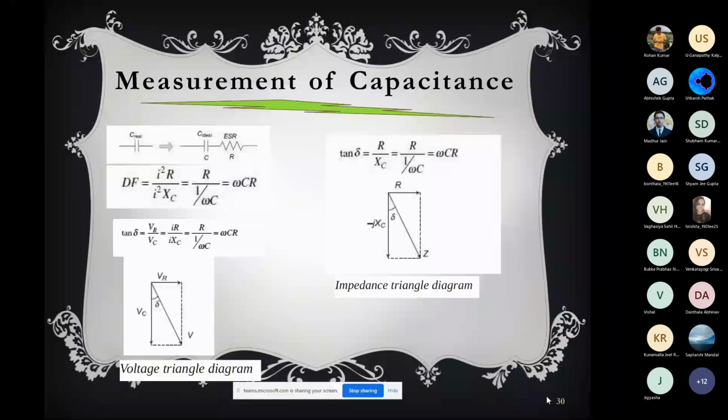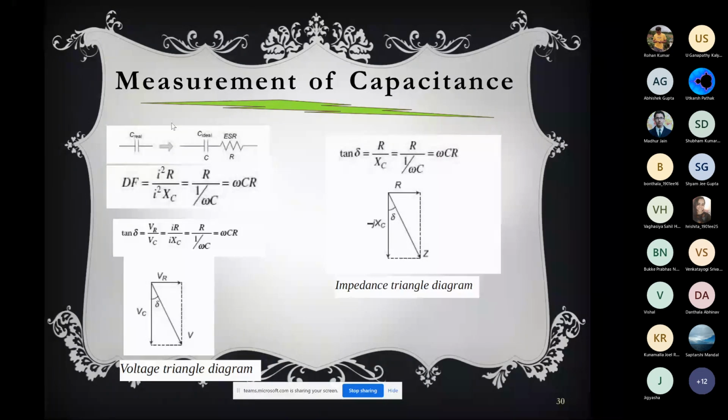So if you see the left hand side figure, if there is a capacitance C and it is a real capacitance, it will always be associated with a pure capacitance, which is mentioned as C ideal, and associated with a resistance in series. Okay, which is ESR, or it is written as capital R.